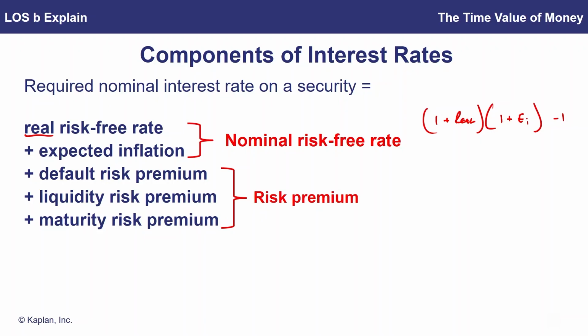First one is default risk premium. What happens if I invest, let's say, in a corporate bond, and then the issuer of that bond defaults, so I don't receive the coupons and principal payments when I'm expecting them? Well, that's credit risk, or default risk. So when I'm investing, I'm going to want a return to cover me for the credit risk of that investment.